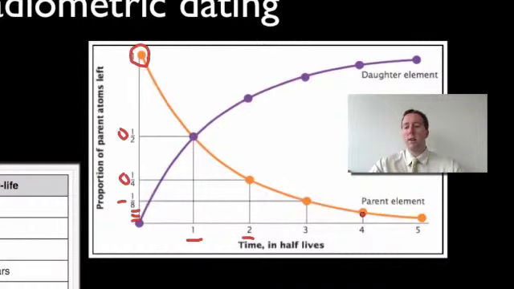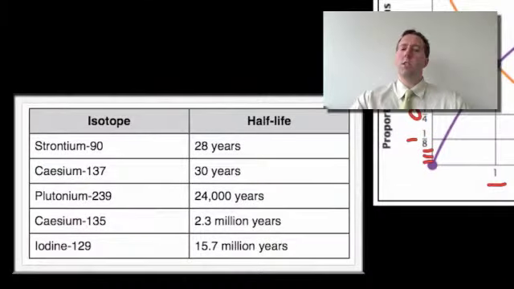So these graphs travel a long way as less and less of the radioactive material is left. And it's half the amount every single half-life. But this is useful because we can actually date things by looking at how much is left.